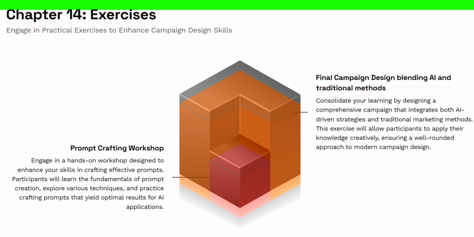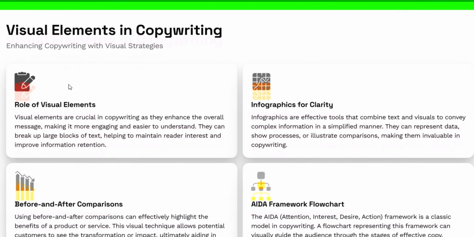We consolidate the learning process by designing a comprehensive campaign that integrates both an AI-driven strategy and, at the same time, the traditional marketing method of copywriting. This exercise will allow every one of us, the participants, to apply our knowledge creatively. Not just that, it will ensure a well-rounded approach to modern campaign design. Very important. We will deal with this by the time we get into the workshop session.